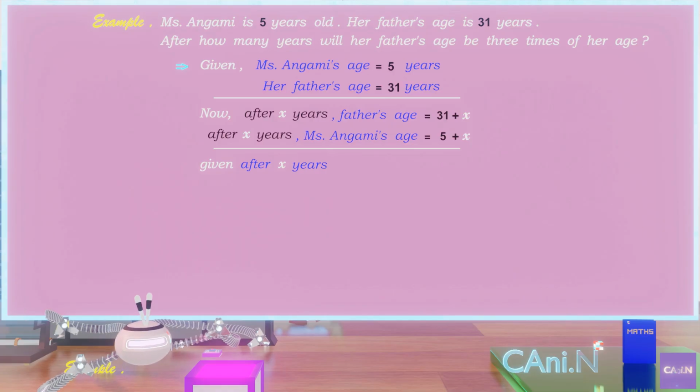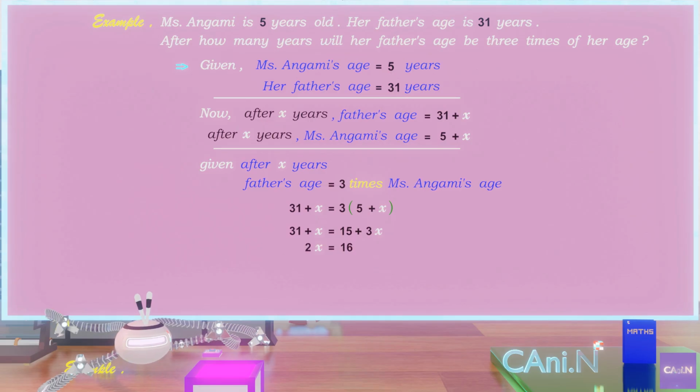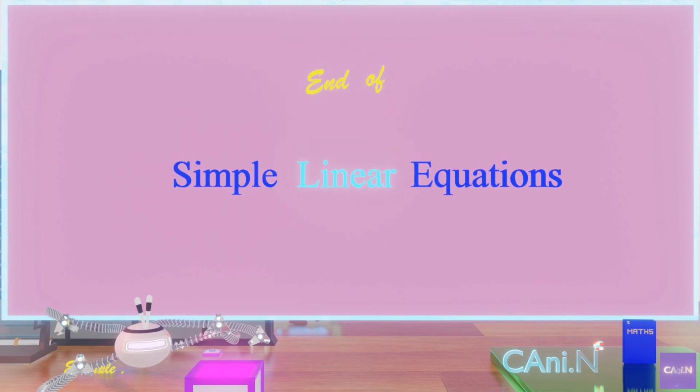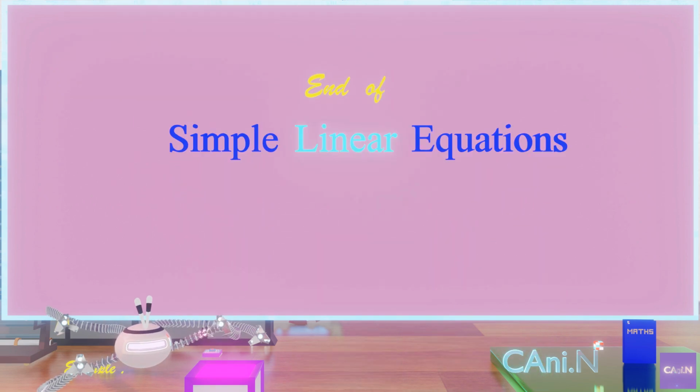Given, after x years, father's age equals 3 times Miss Angami's age. So, 31 plus x equals 3 into 5 plus x. 2x equals 16. x equals 8 years. Therefore, after x equals 8 years, father's age will be 3 times Miss Angami's age. This ends our topic on simple linear equations.